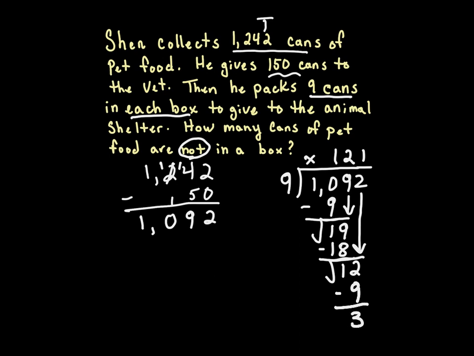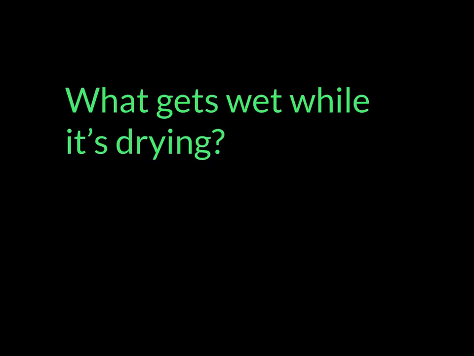So how many are going into the box? Well, that is going to be 121 cans. But how many do not make it in the box? The answer would be 3 cans of pet food will not make it into the box because they were looking for the remainder. What gets wet while it's drying? It's interesting. Gotta solve the next problem to figure it out.